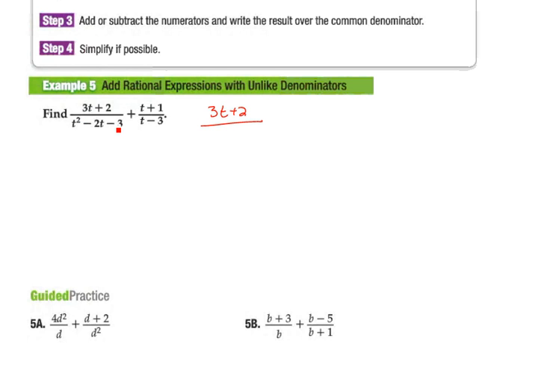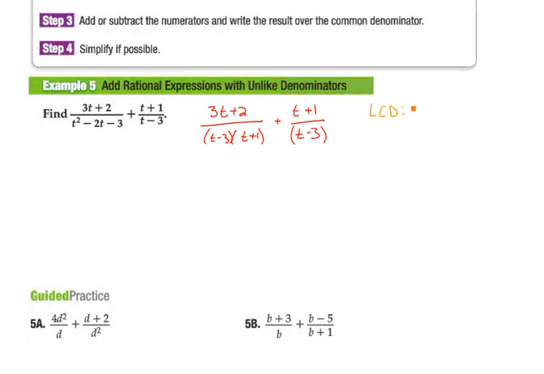What times what gives me a negative 3, added together a negative 2? Well, that's going to be a t minus 3 and a t plus 1. Then I'm going to go ahead and just write that second term because it looks like there's no factoring involved. Okay, now I have to figure out what my least common denominator is.